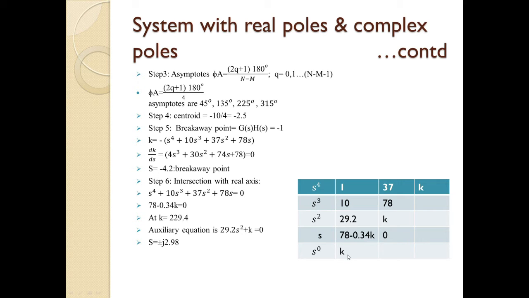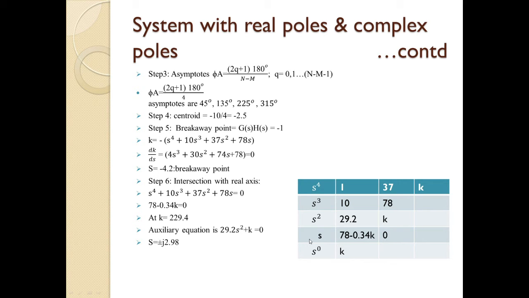So according to the Routh-Hurwitz criteria, for the system to be stable, the whole first column element should be greater than 0. So we can say that K is greater than 0 and 78 minus 0.34K is greater than 0. And for the condition of marginal stability, that is 78 minus 0.34K equal to 0, K becomes 229.4. So at the value of K equal to 229.4, this row becomes 0.